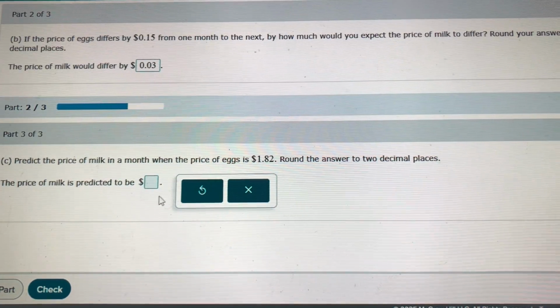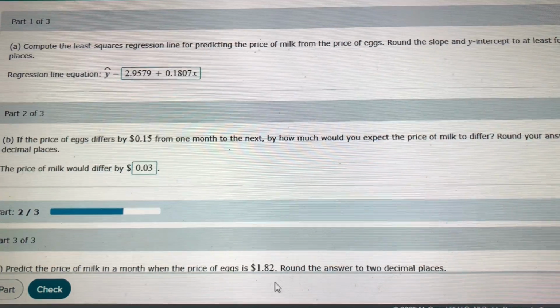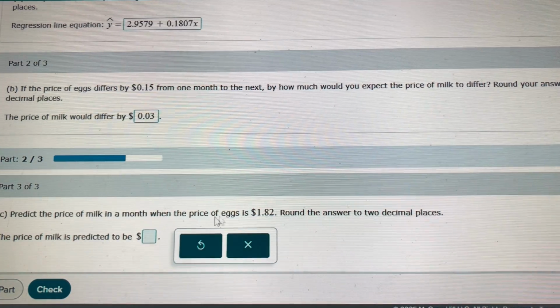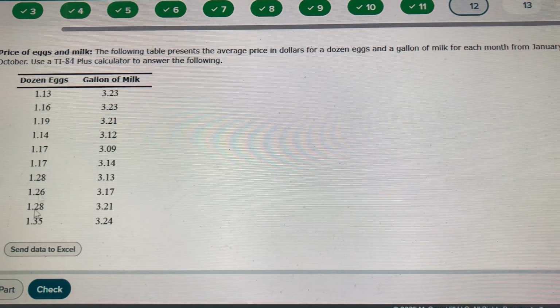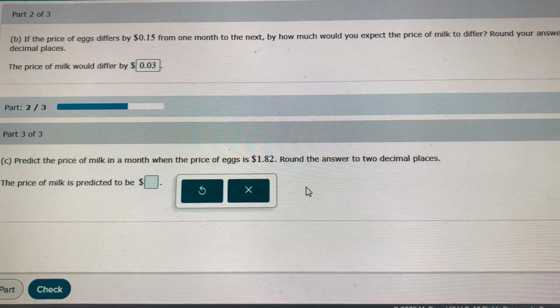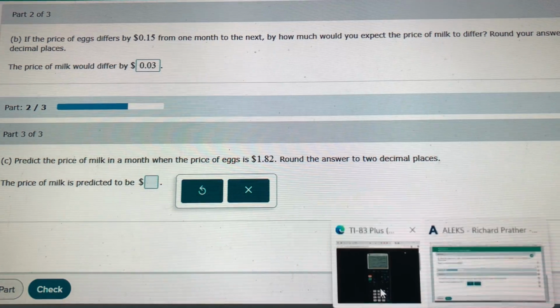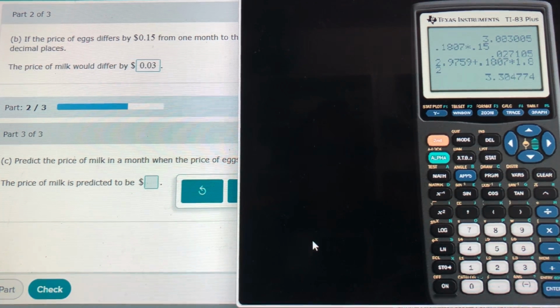And now here's what I was doing. It says predict the price of milk if the egg price is $1.82. See, when you're predicting it, you should get a number that's close to all the X values. If the eggs go all the way up to $1.82 from high inflation here, compared to these prices, what would the milk be that month? So that's what I was doing previously. 2.9759 plus 0.1807 times $1.82. And see how you get a price that's similar to all the milk prices, $3.30.